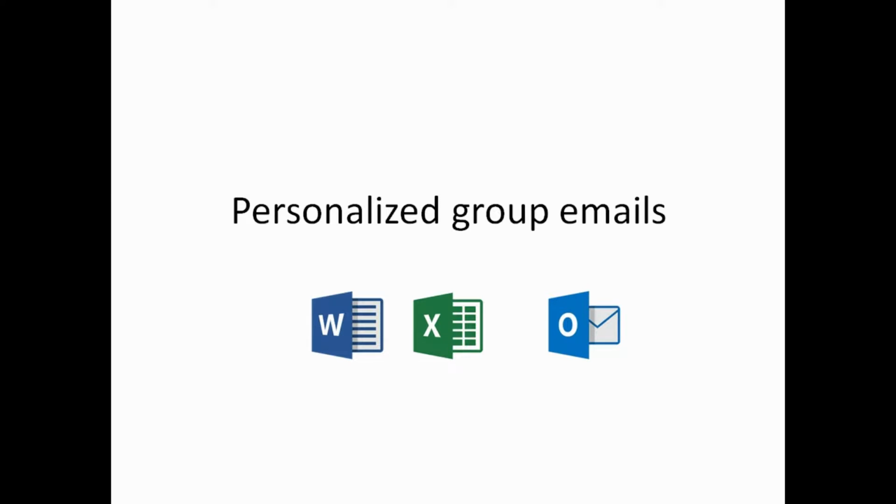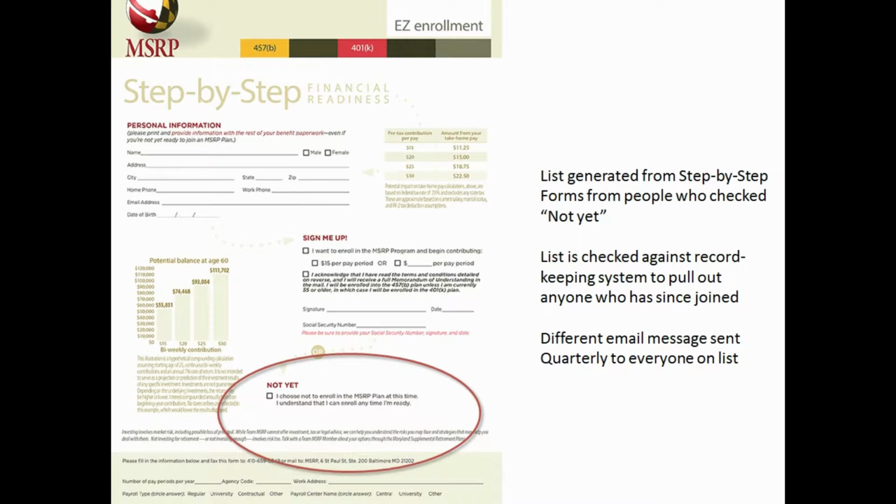This video is going to take a look at how to use Microsoft Word with an Excel spreadsheet to send personalized group emails through Outlook. Now, as you can recall, we've been collecting emails on our step-by-step form of, well, they're not really participants, eligibles, who choose not to join the plan.